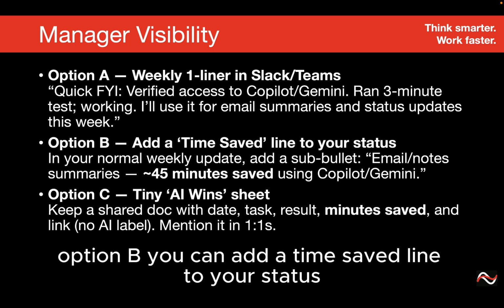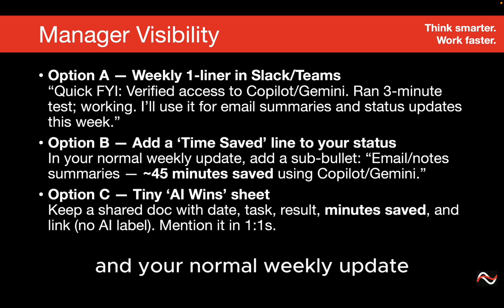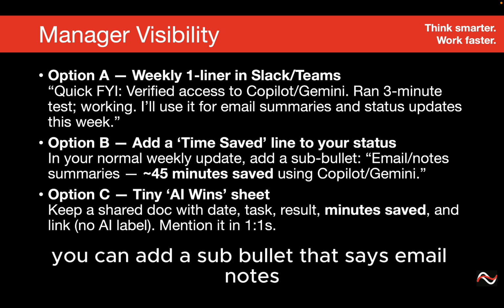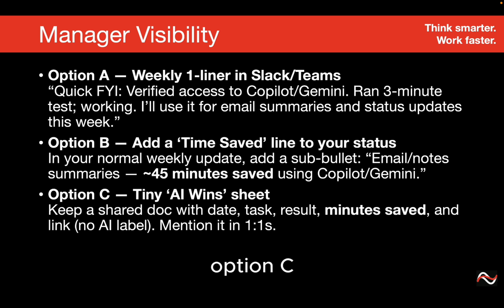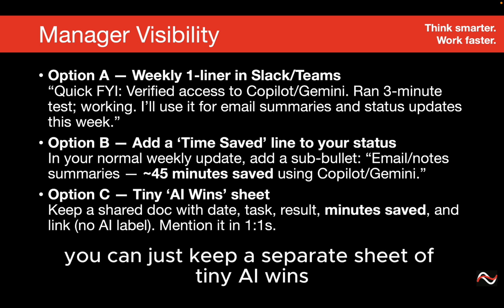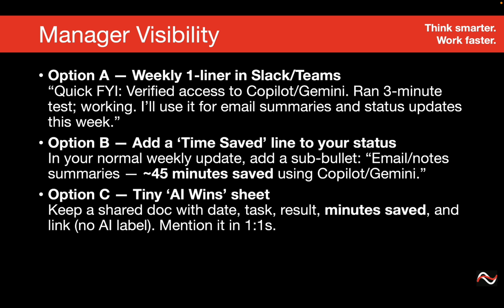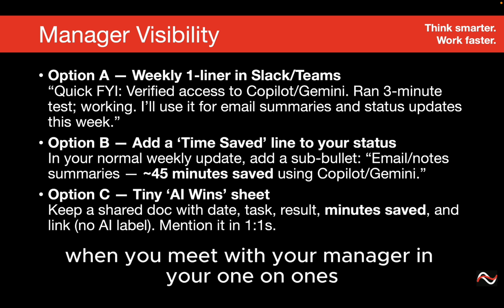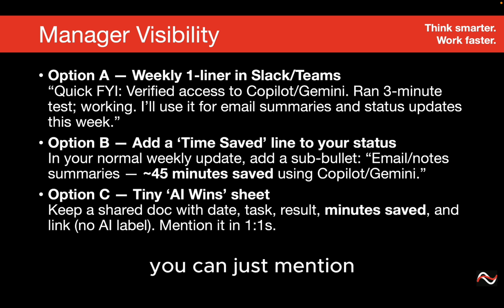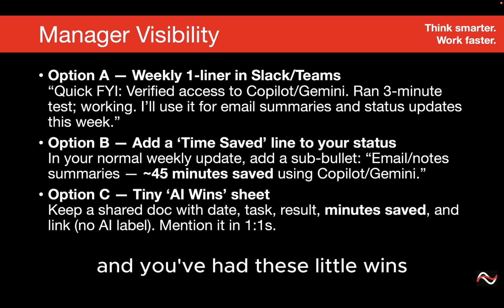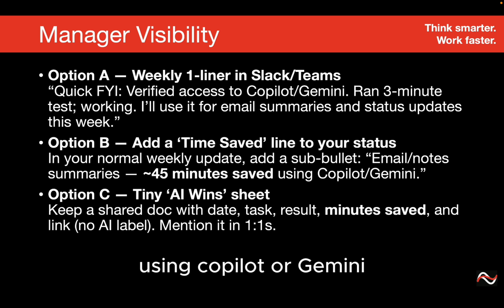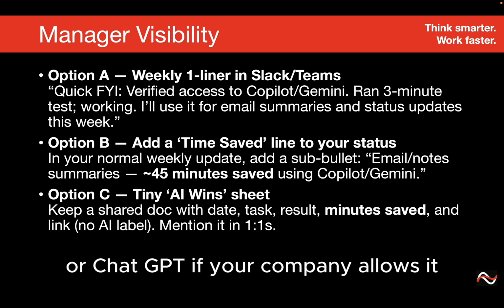Option B, you can add a time saved line to your status. In your normal weekly update, you can add a sub bullet that says email notes summaries, 45 minutes saved using Copilot or Gemini. Option C, you can just keep a separate sheet of tiny AI wins. And then when you meet with your manager in your one-on-ones, you can just mention that you've had these little wins using Copilot or Gemini, or ChatGPT if your company allows it.